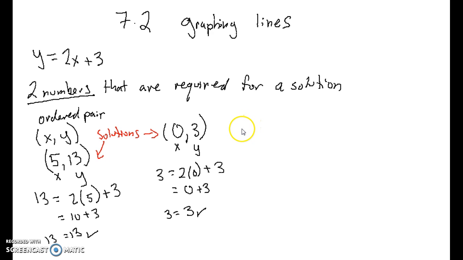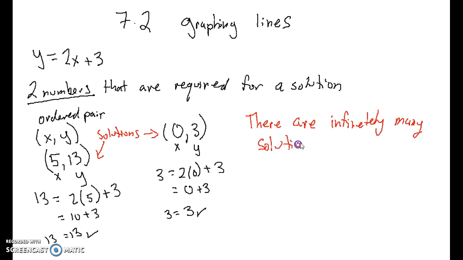Notice that there's not just one answer, which is kind of cool. We're used to equations that just have one solution. So there are actually an infinite amount of solutions. There are infinitely many solutions for a linear equation. This is a linear equation. Notice the key word in linear is line, so this will graph like a line.